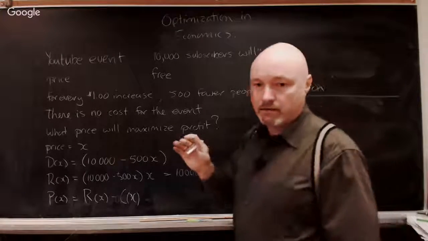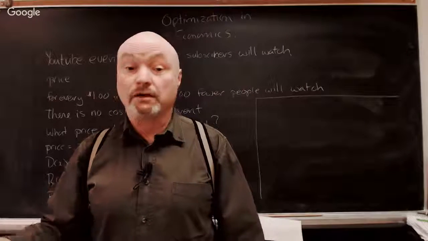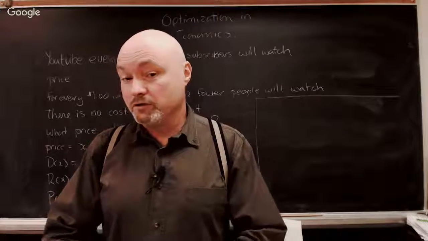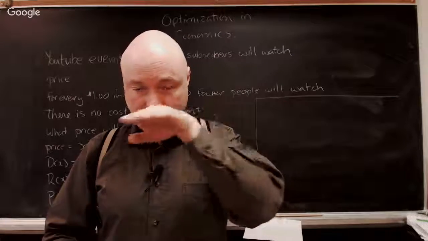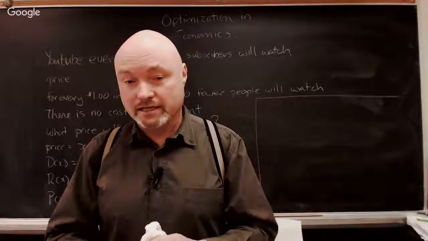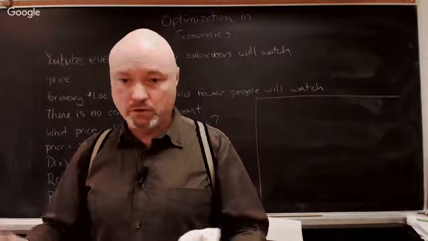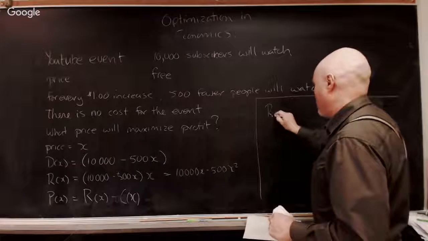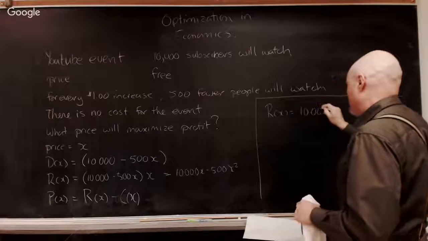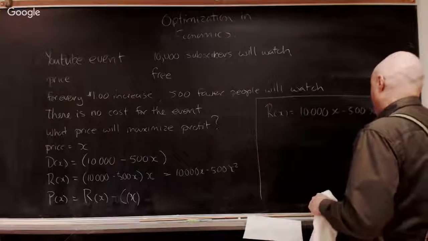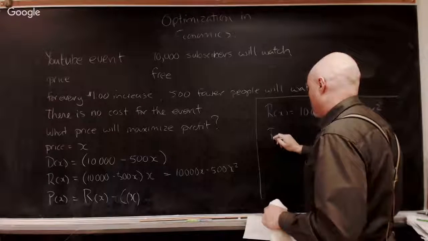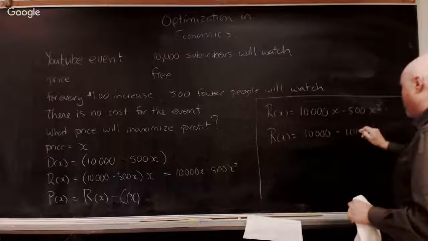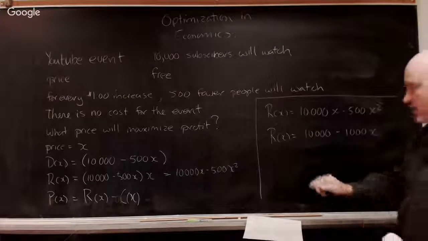If I want to find the optimum price for me to charge, here's what I'm going to do. This is calculus, right? I'm going to take the derivative. I'm going to find out where the turning point is by finding out where the slope is 0. In other words, I'm going to take the derivative, set it equal to 0. That tells me what price I should charge. So revenue at x is 10,000x minus 500x squared. That means that R prime at x is 10,000 minus 1,000x. Wow, this is going to be handy.